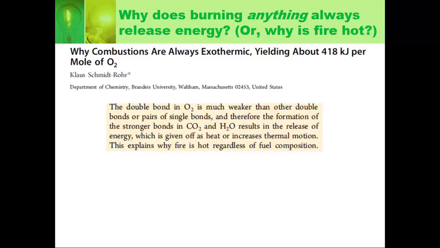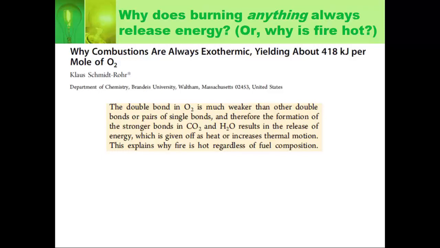The double bond in O2 is much weaker than other double bonds or pairs of single bonds. And therefore, if you're making CO2 or even single bonds of H2O, these are actually stronger bonds than the weak double bond here. And I guess that's what the really weird thing is. You have a double bond here, you break it, and you make single bonds, and that gives you energy. That's not normal. Why is it that this always happens? Couldn't there be a case where you make H2O single bonds and actually combustion is endothermic rather than exothermic?